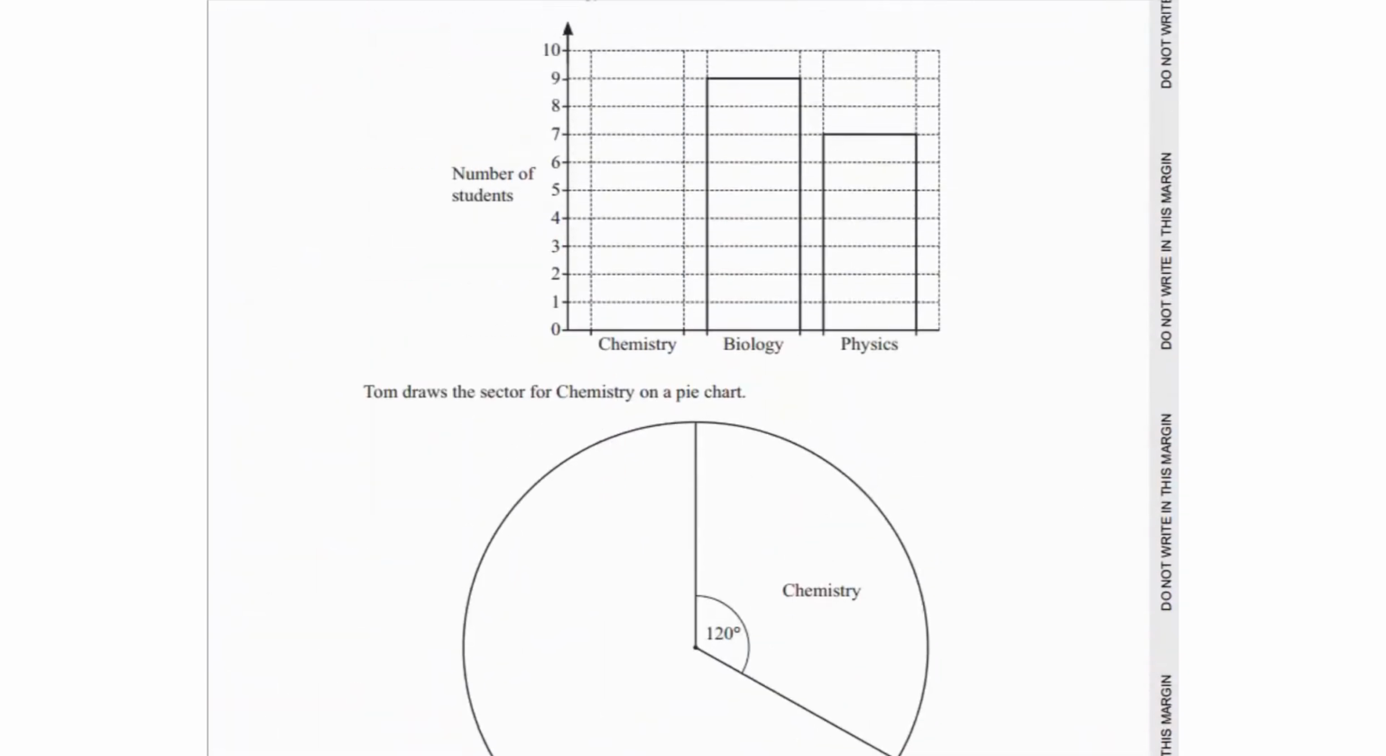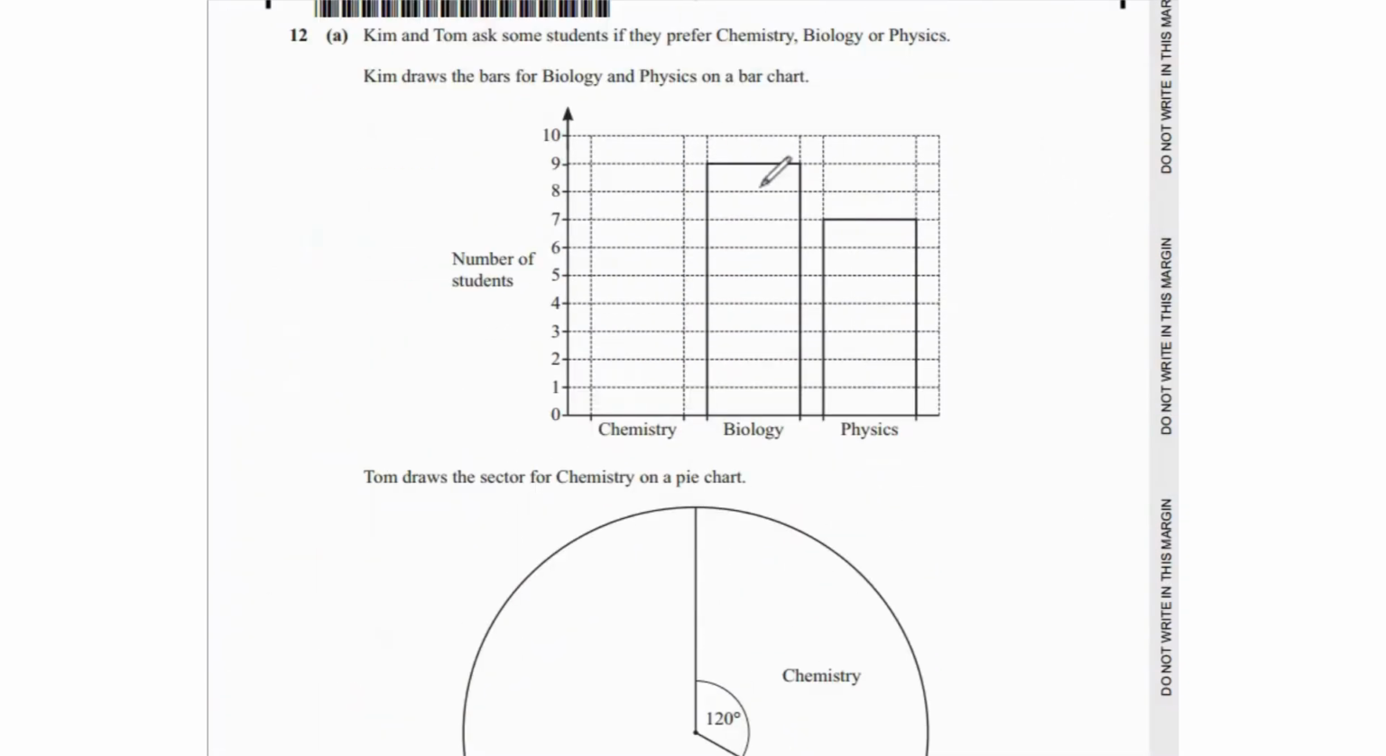Use information from both diagrams to complete the bar chart and the pie chart. If you look at the bar chart, we can see that biology has 9 children and physics has 7 children. 120 degrees is the angle for chemistry, so the remaining angle is going to be 240. So 240 over 360 times the total children is equal to 9 plus 7, which is 16.